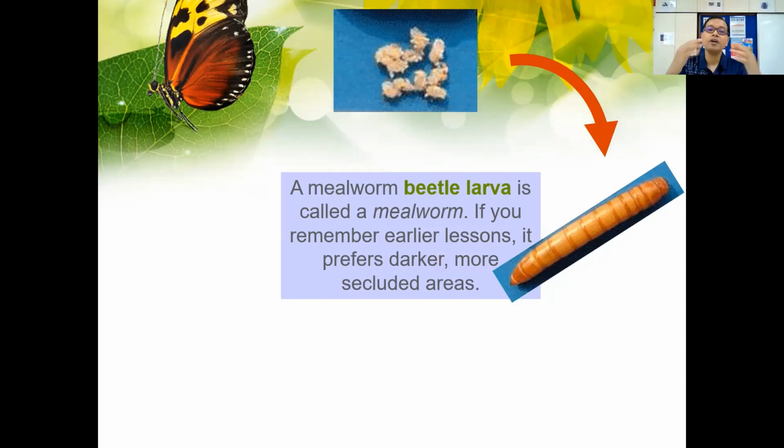Yep, and you found out it responded to the change in the environment by moving towards the secluded, the darker areas. I hope you guys can remember that. Okay, this tells you another habit. That experiment was meant to show that living things respond to changes. Okay, however, it also describes the habit of the mealworm larva, mealworms in general, that they prefer darker and more secluded areas. Okay.